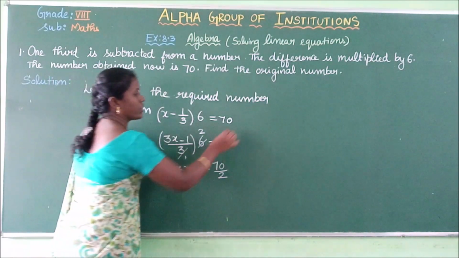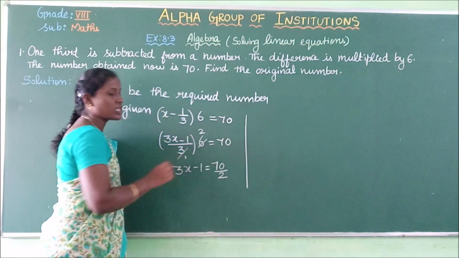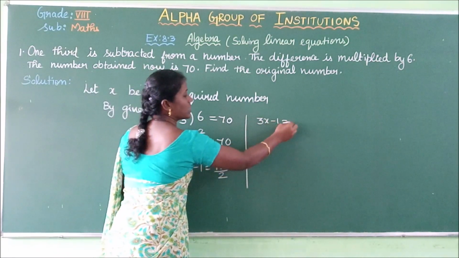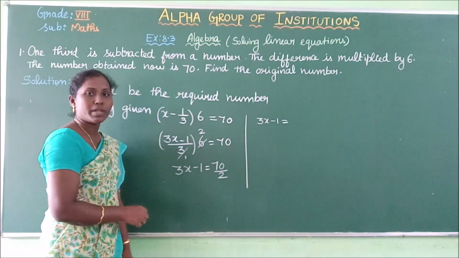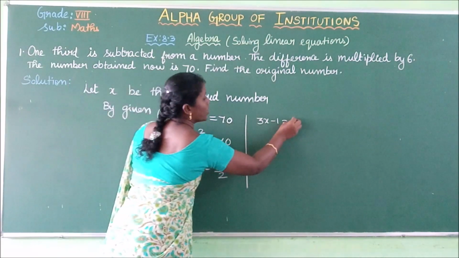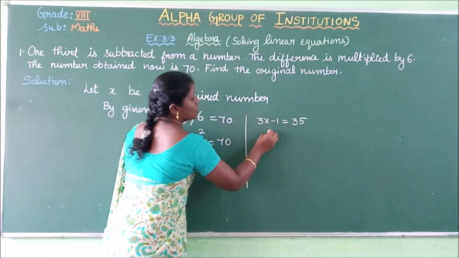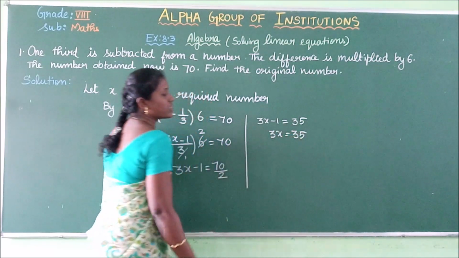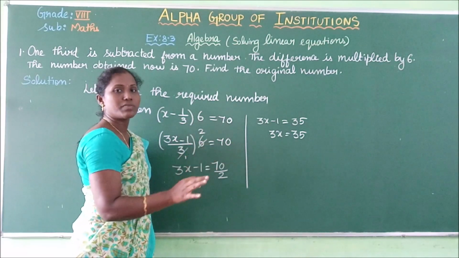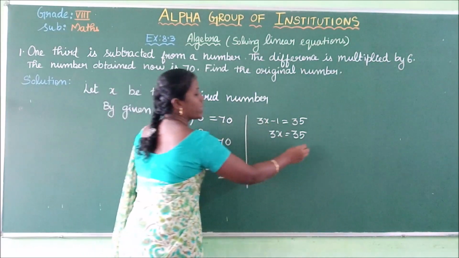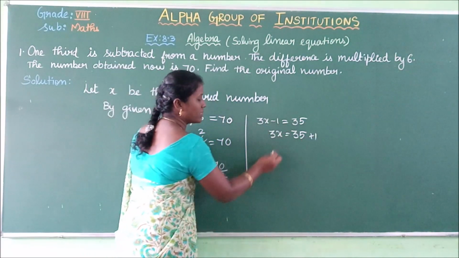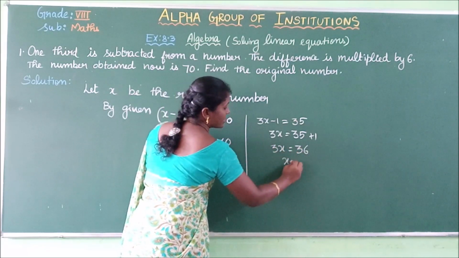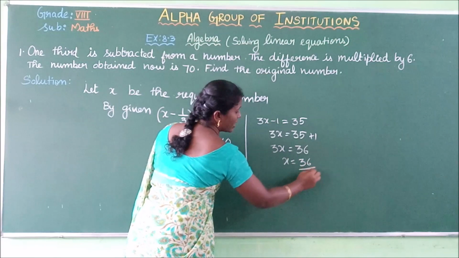Okay, fine. Now 3x minus 1 is equal to 70 by 2. That means 3x minus 1 is equal to 35, dividing 70 by 2. Now I want to find x only, so concentrate on x and move the other numbers to the other side of the equation one by one. Minus 1 goes there and comes under plus. So 3x is equal to 36. x is equal to 36 by 3.